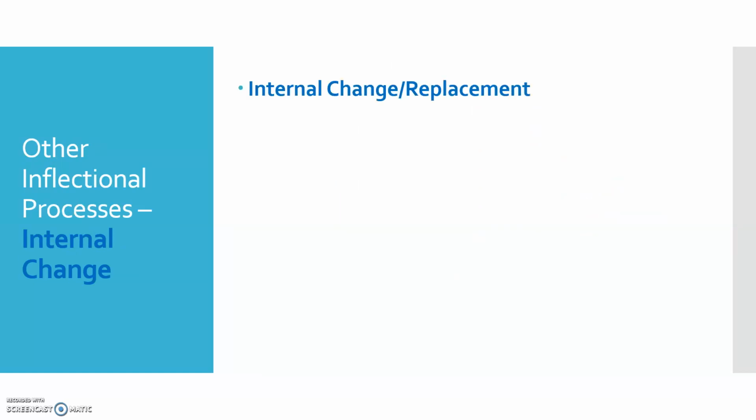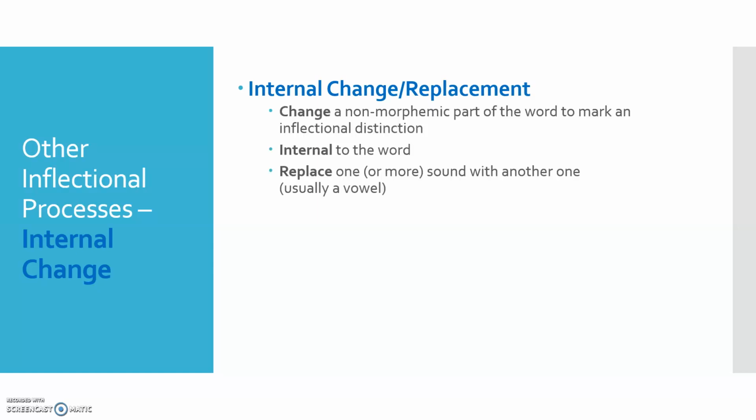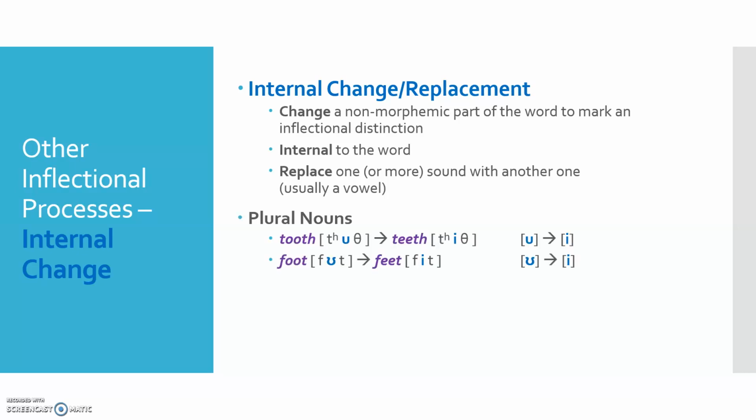So the first process we're going to look at is this one called internal change or replacement. As the name suggests, we are changing something internal to the word. We are changing a non-morphemic part, so a piece that doesn't have meaning by itself, to mark this inflectional distinction. Sometimes it's also called replacement because we are replacing a sound within the word with another sound. For English, it's usually a vowel that gets replaced. So we change a vowel inside the word, and then we mark that inflectional distinction with the changing of the vowel. So we go from an oo to an e in tooth to teeth. We go from an oo to an e when we go from foot to feet.